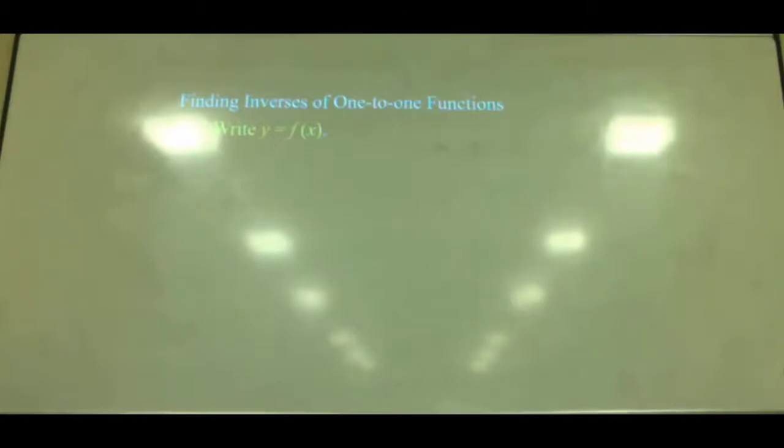Step 2, interchange the x's and y's. Wherever there used to be an x, we're going to put in a y, and wherever there used to be a y, we're going to put in an x. We're just going to switch them around. So step 2 is also very easy, as long as you're paying attention. Step 3 is where all the math comes in. Now we have to solve the resulting equation for y. In other words, we're going to do the math to get the y by itself.